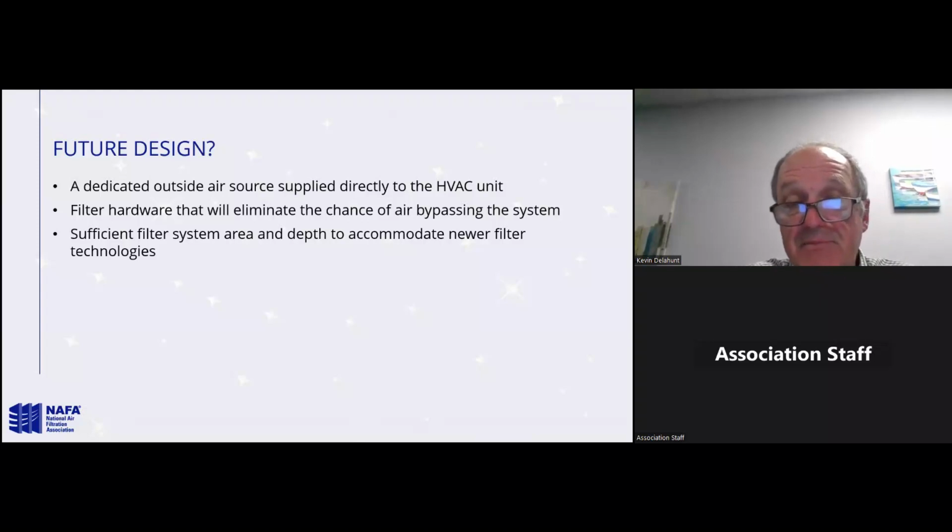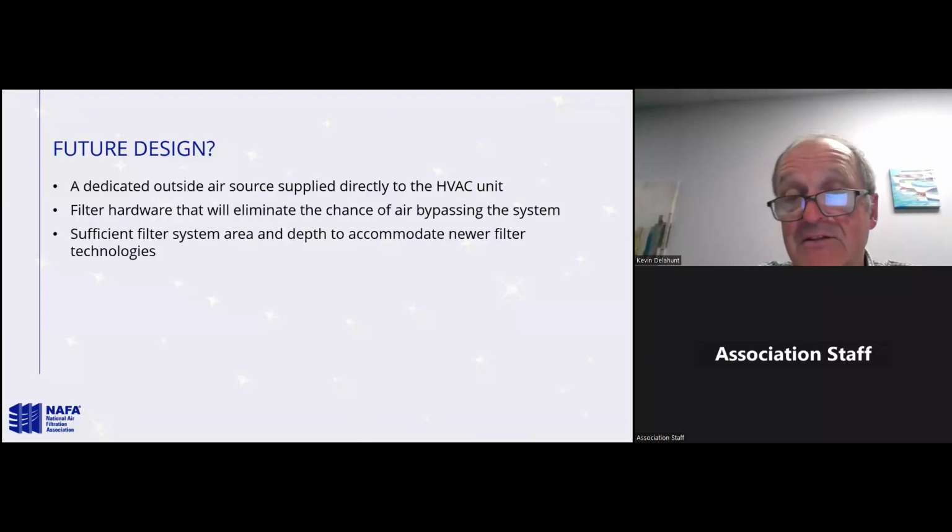Sufficient filter system area and depth to accommodate newer filter technologies. When I suggest a higher efficiency filter, the first response 99% of the time is, oh, there's too much pressure drop, I won't be able to get any air through it. Newer technologies allow us to put higher efficiencies in a lot of the same areas without too much of an increase in pressure drop. But my point here is just make the box bigger. Put two filters in side by side. You can do that during construction, when you can't do it later on when the unit is contained in a mechanical area. But there are things you can do.